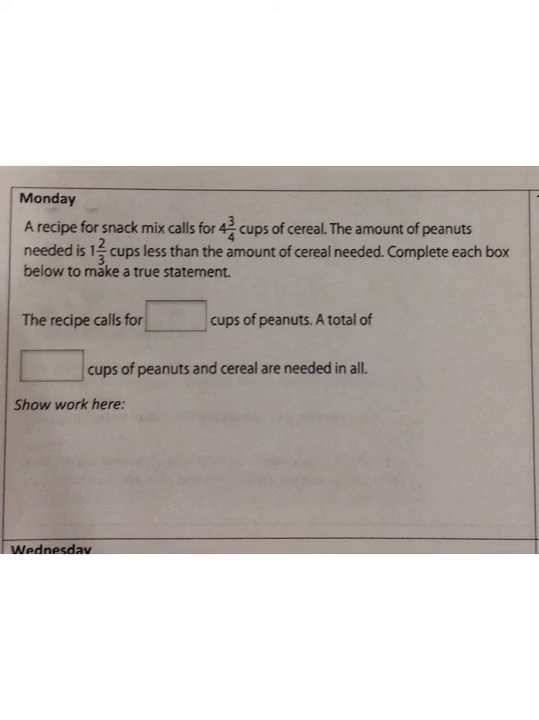Monday, a recipe for snack mix calls for 4 3/4 cups of cereal. The amount of peanuts needed is 1 2/3 cups less than the amount of cereal needed. Complete each box below to make a true statement. So the first thing you're going to enter, the recipe calls for blank cups of peanuts. So choose your answer. Next part, a total of blank cups of peanuts and cereal are needed in all.